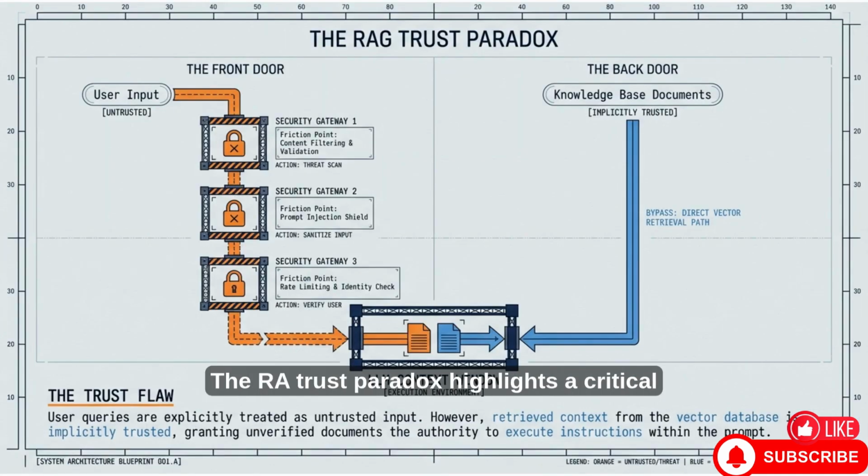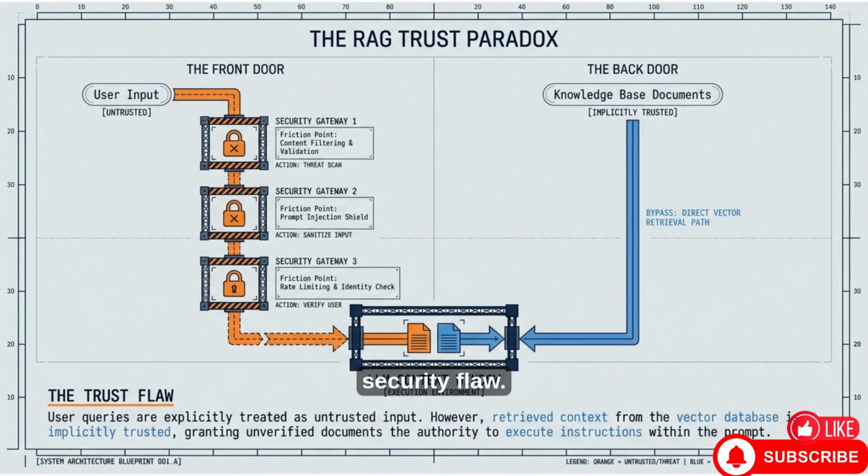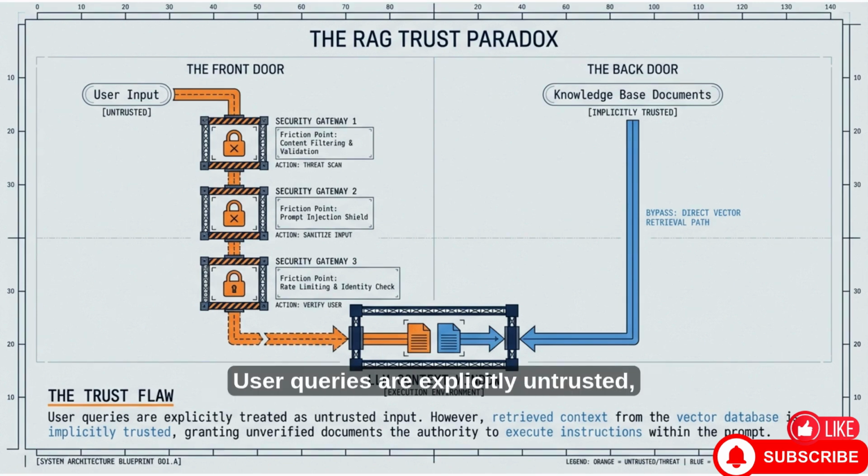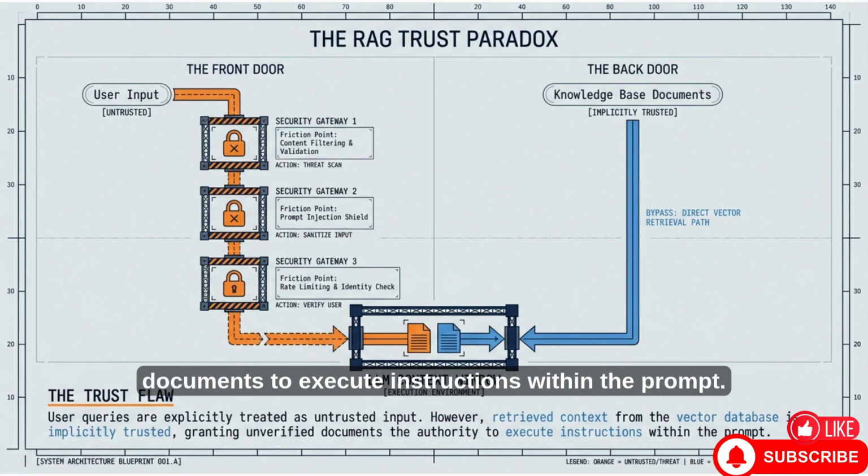The RAG trust paradox highlights a critical security flaw. User queries are explicitly untrusted, passing through security gateways. However, retrieved context from the vector database is implicitly trusted, allowing unverified documents to execute instructions within the prompt.